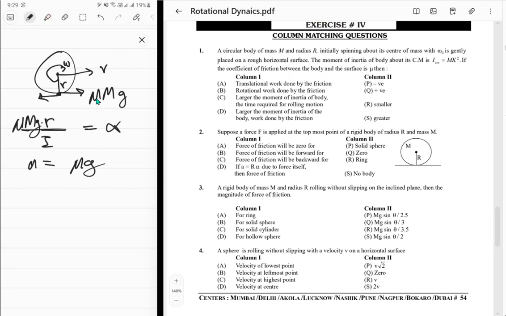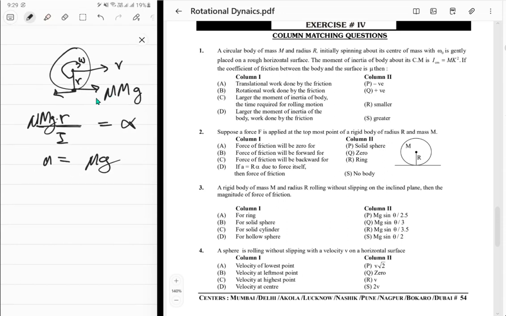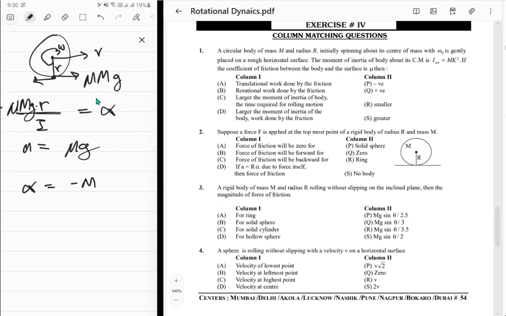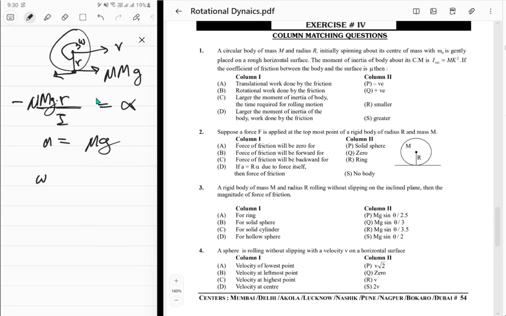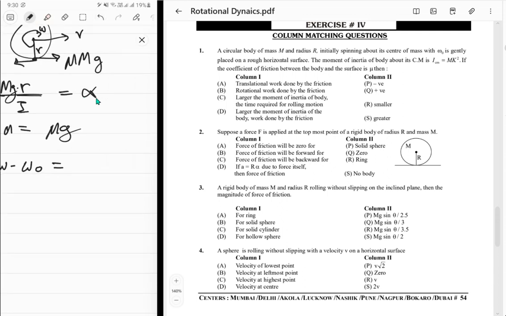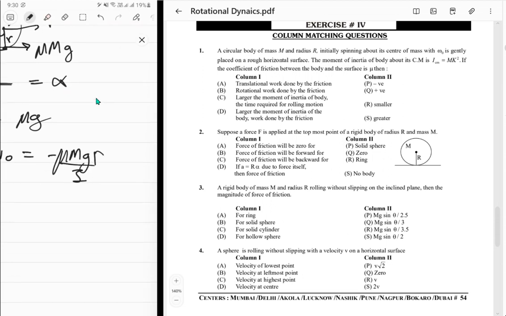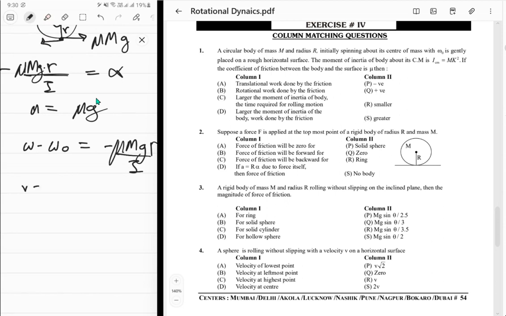Once you have the angular acceleration, it's not that hard. Alpha is equal to, oh wait, friction in that situation should be negative. Sorry. Alpha is equal to negative mu mg R upon I. If these are constant, then just integrate directly. So omega minus omega naught, both clockwise, is equal to negative mu mg R upon I times t. Integrating the other one, we get v minus v naught, and v naught is zero, so v is equal to mu g t.